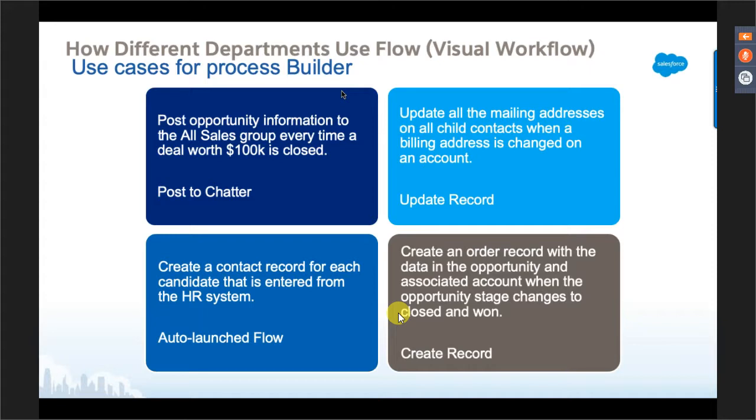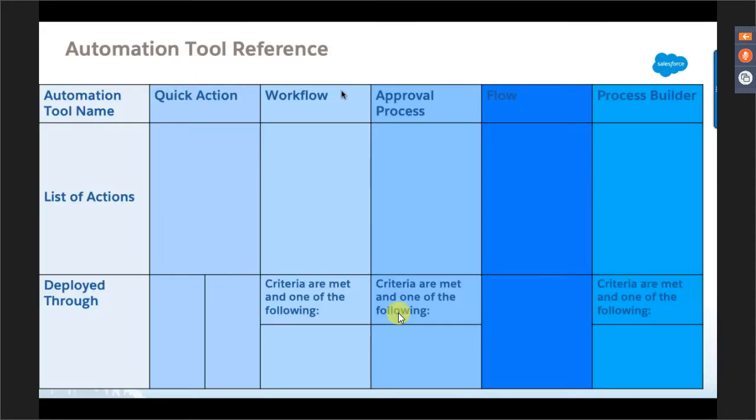And then finally, creating an order record with the data in the opportunity and associated account when the opportunity stage changes to closed won. The use of that, the order record, consider where it comes from. And it's not a single object, it's multiple objects. In creation of records, you could create a single record as a child, but this is a child going back and doing an update with the account and contact. So when you're looking at this, you would have to make that decision again, which would it be?